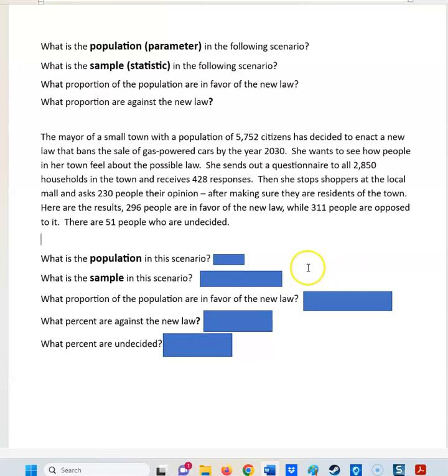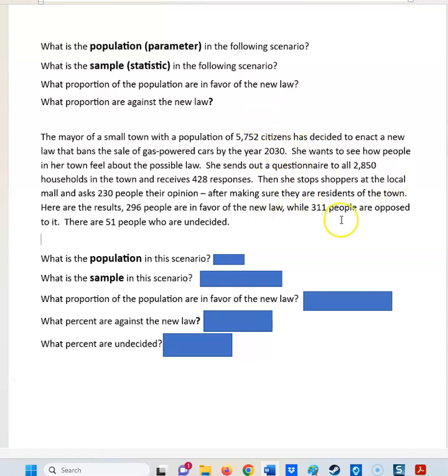In this particular scenario, a mayor has a town of 5,752 people, and she wants to enact a new law. And she wants to see how people feel about it. So she sends a questionnaire out. There's 2,850 households, and she receives 428 responses from that survey, a questionnaire. Then she stops local people at a mall, making sure they are residents of the town, and gets 230 more opinions. And the total answers that she got, 296 are in favor and 311 are opposed, and there are 51 people who are undecided.